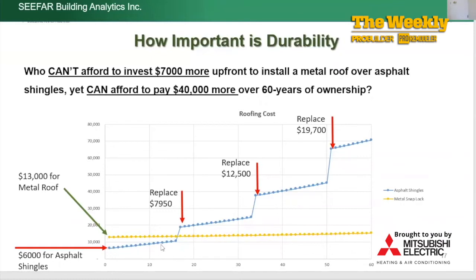But what happens? And this is U.S. or Canadian? Canadian dollars. Got it. Okay. But it translates fine. Sure. Yes.